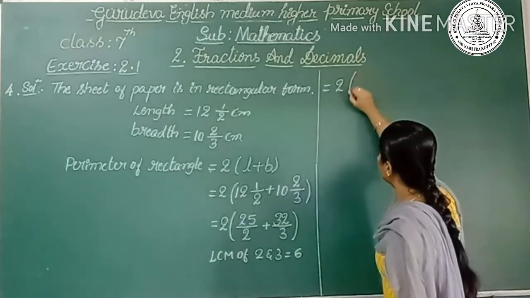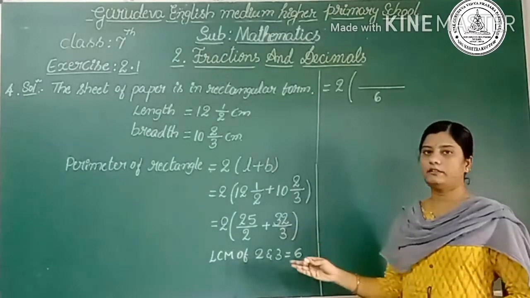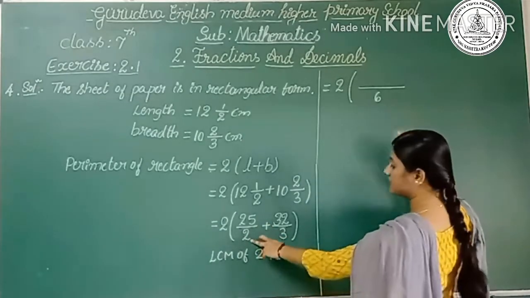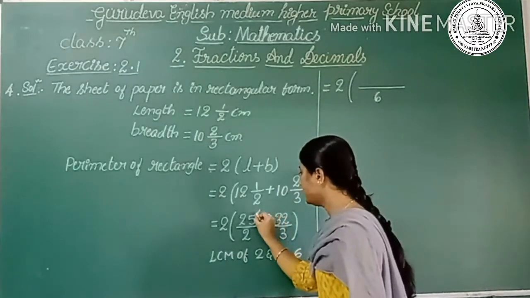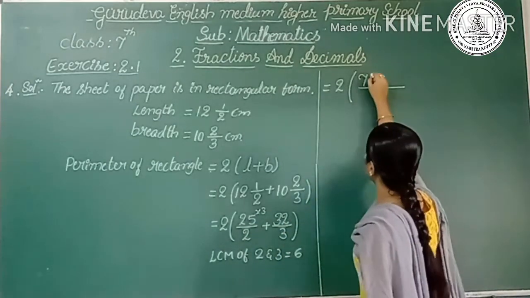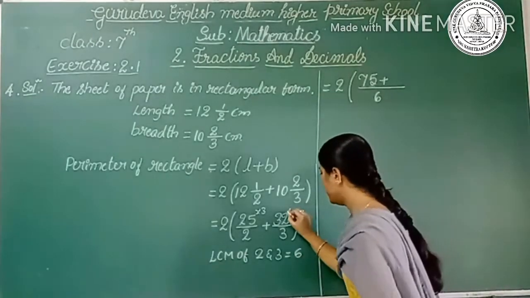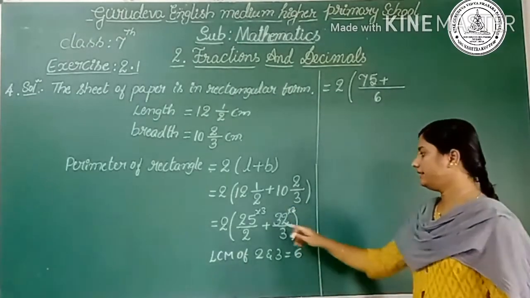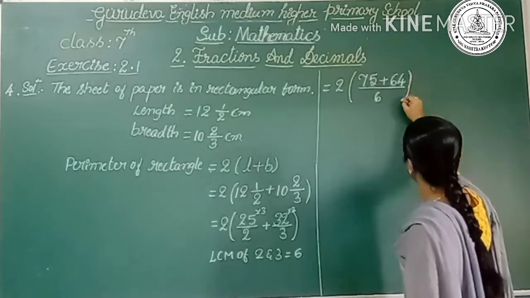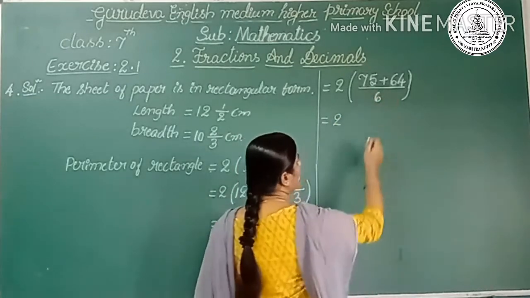Now we have taken the LCM as 6. Before that, we take equivalent fractions, right? So we just have to multiply here. 2 times how much is 6? That is 2 threes are 6, so that 3 we multiply with the numerator. 25 threes are 75, plus 3 times how much is 6? 3 twos are 6, so that 2 we multiply with the numerator. Then 32 twos are 64. Okay, now simplify.